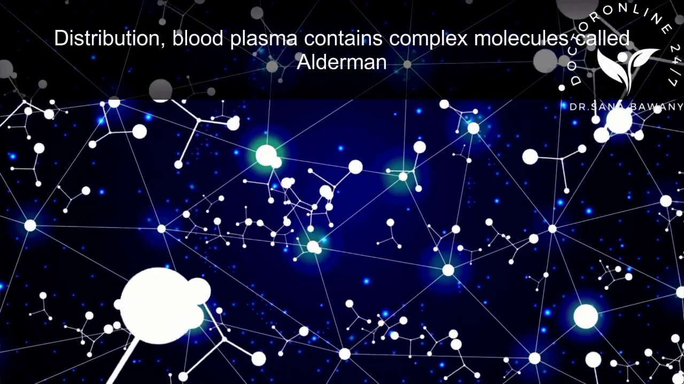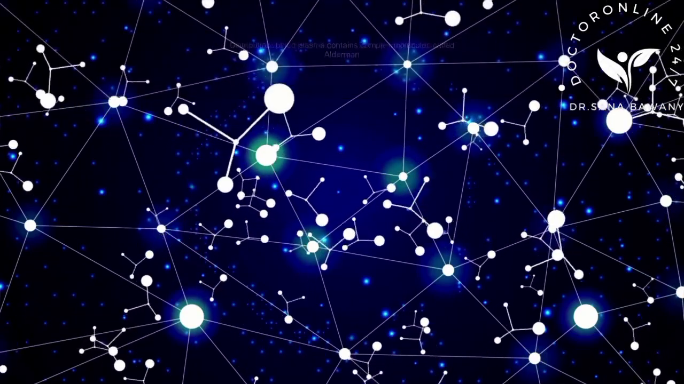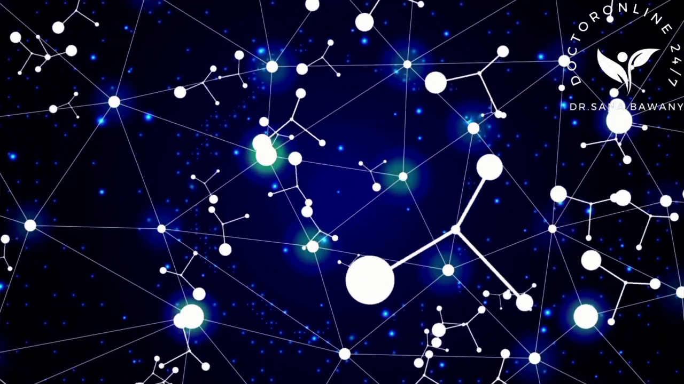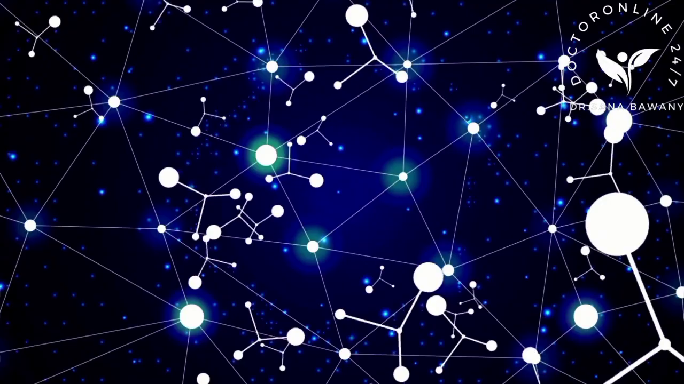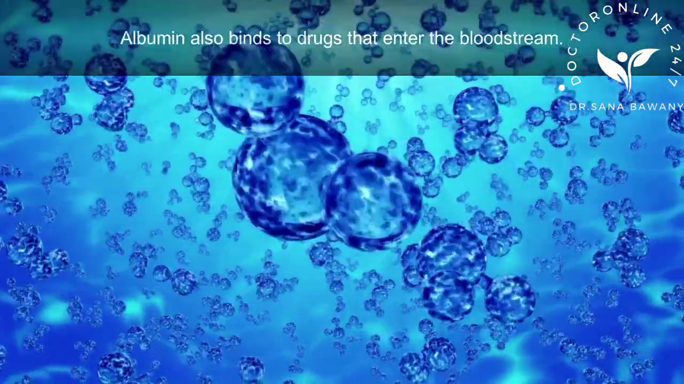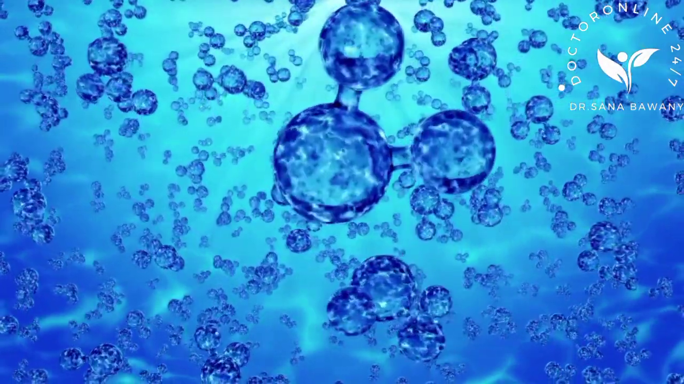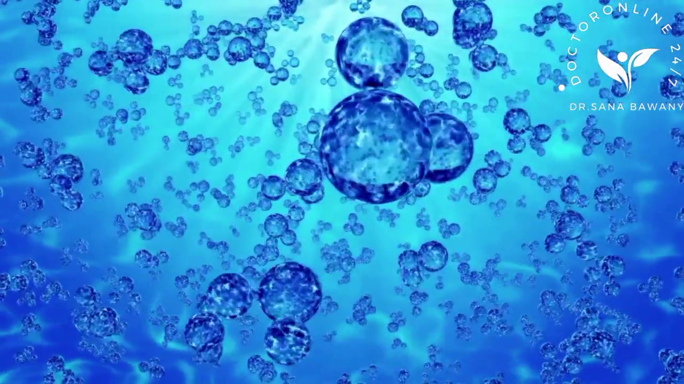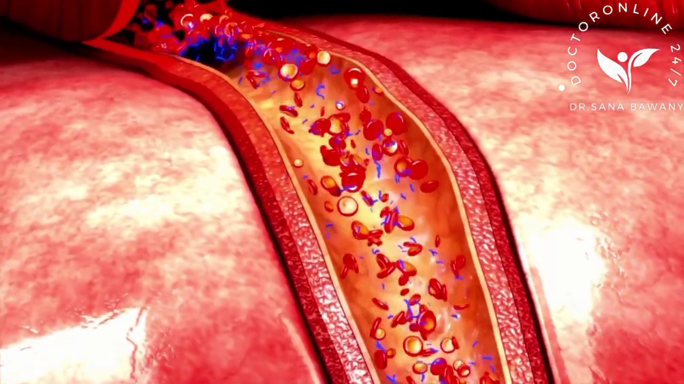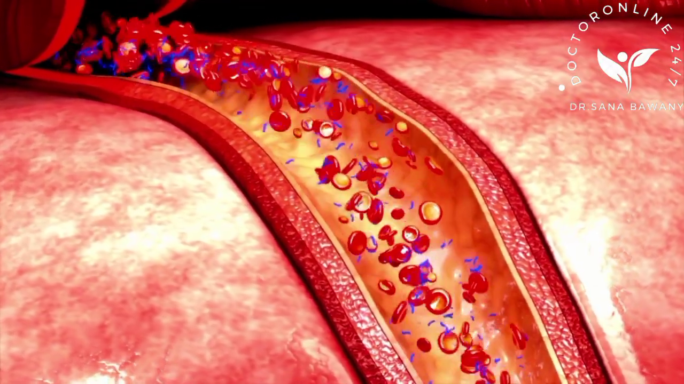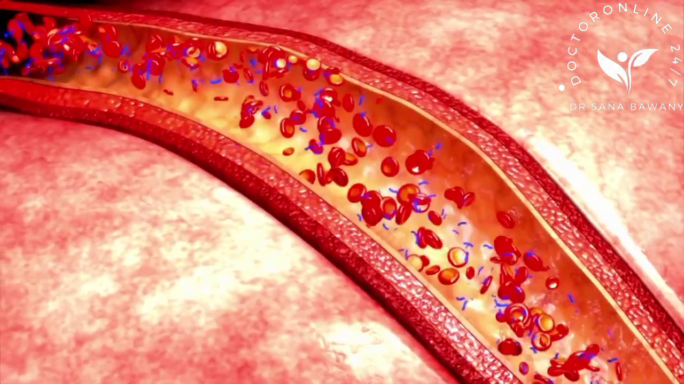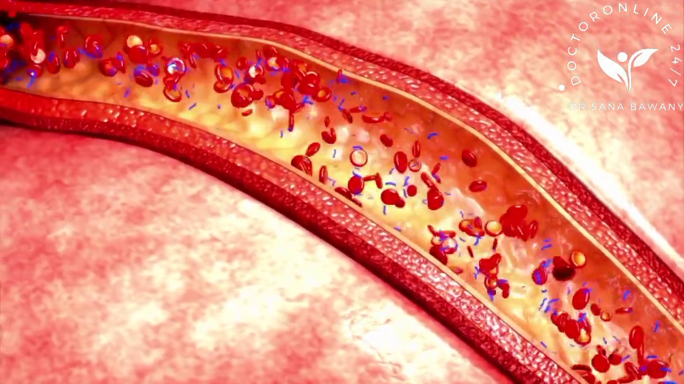Distribution: blood plasma contains complex molecules called albumin. Albumin is a protein made by the liver which transports nutrients around the body. Albumin also binds to drugs that enter the bloodstream. Here you can see some of the aspirin molecules binding to the albumin. All the aspirin particles that have been bound will be filtered out as a class through the liver, and only the remaining aspirin molecules will get through and have any effect on the body.